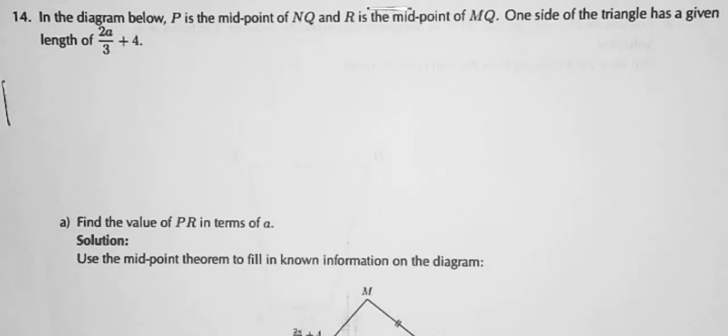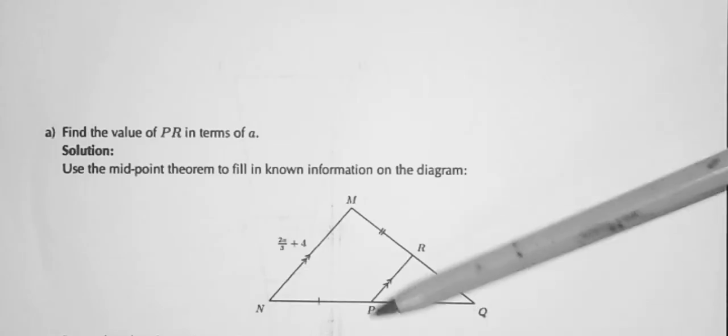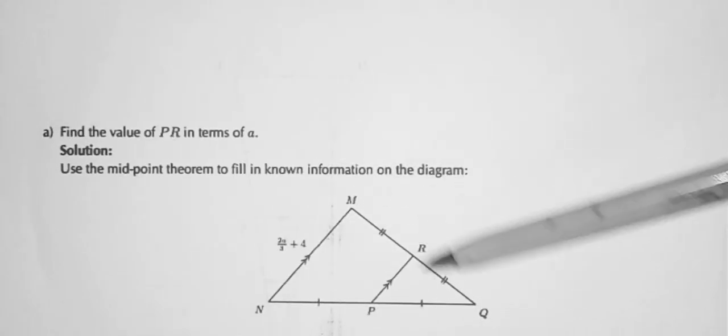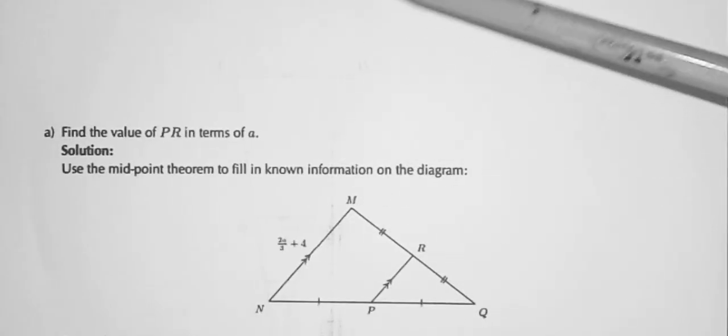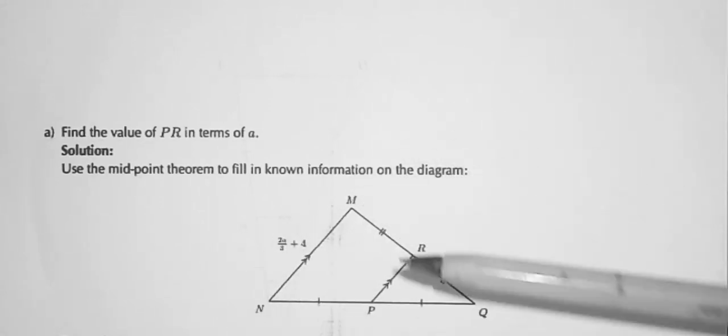In the diagram below, P is the midpoint of NQ and R is the midpoint of MQ, which means that NP is equal to PQ and MR is equal to RQ. One side of the triangle has been given the length of 2a over 3 plus 4.